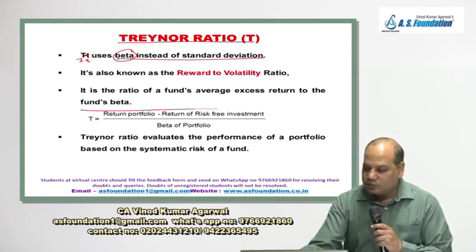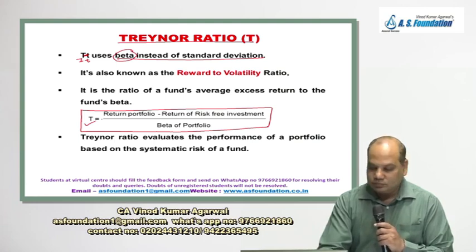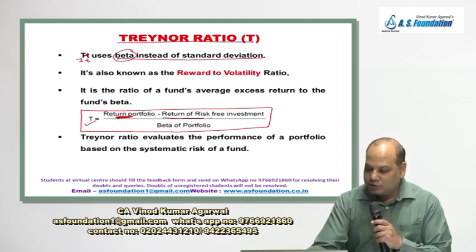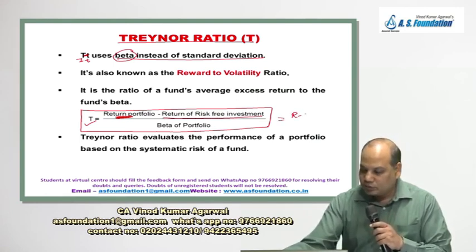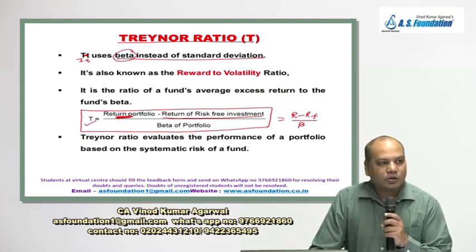If you look at the formula, Treynor ratio, represented by the letter T, is return of the portfolio, or in case of mutual fund, return of the mutual fund, minus risk-free return upon beta. So R minus RF upon beta. And what is Sharpe ratio? R minus RF upon standard deviation.